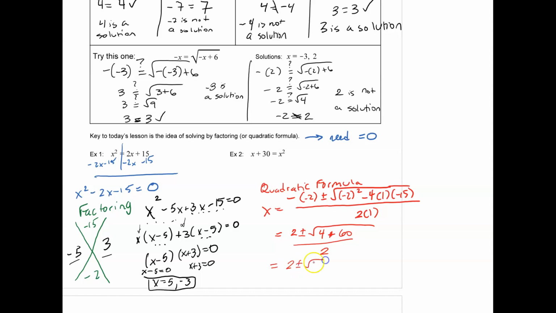And then going just a little bit quicker here, 64 is under the radical. Hopefully you know the square root of 64 is 8. And then we get our two answers by doing 2 plus 8, which is 10, divided by 2, which is 5, and 2 minus 8, which is negative 6 over 2, which is negative 3. You see that we get both the same answers.